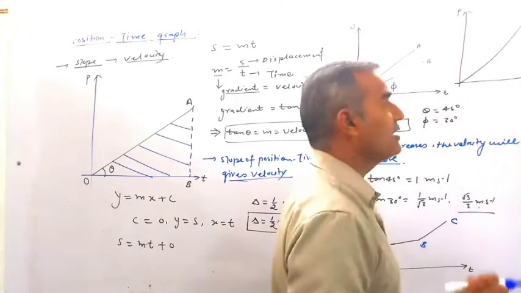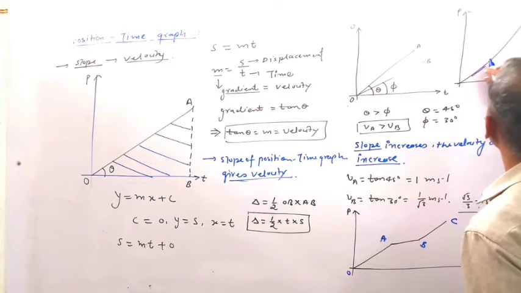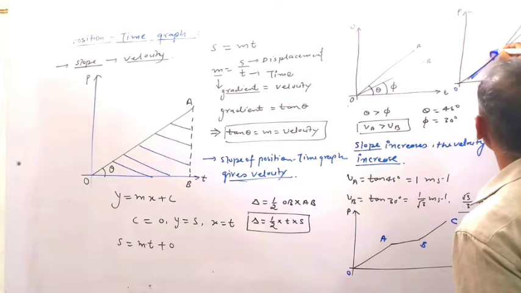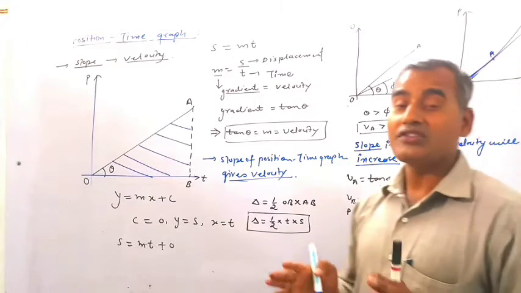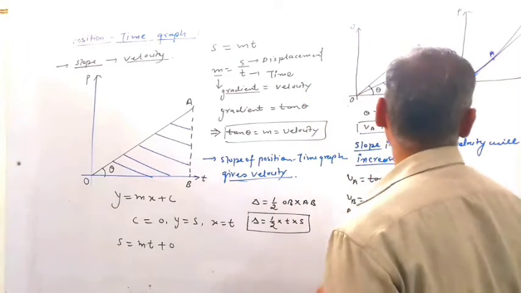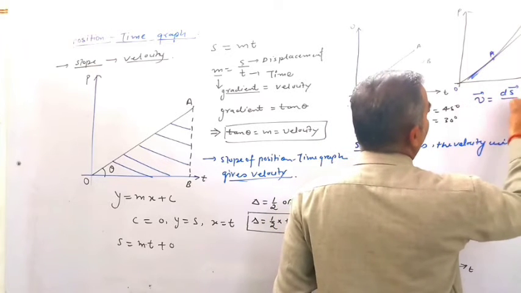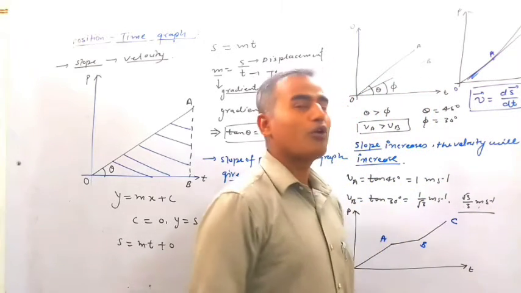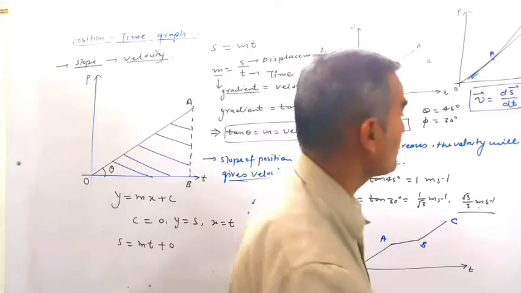You just take the tangent here, at point A. That gives you the instantaneous velocity, and instantaneous velocity is given by v equals ds by dt. Here one more important point comes out. What is the point? This point.